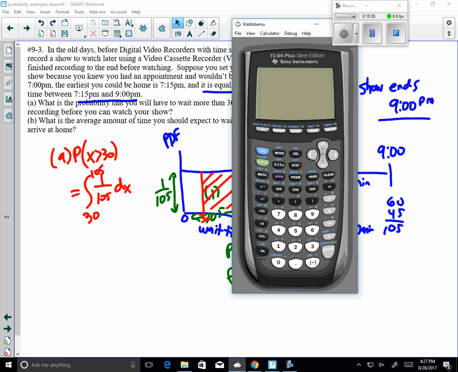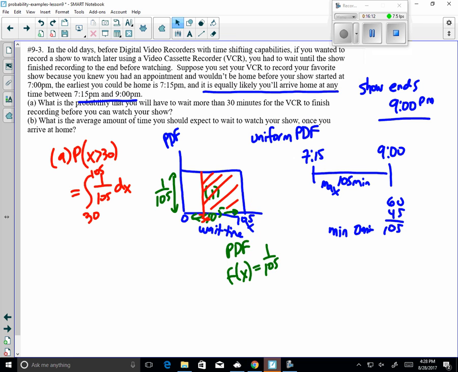And we could do that in a calculator. I use the integral features from 30 minutes out to 105, given that the probability density function is 1 divided by 105. No variable key here. It's not varying depending on the x. That would be 0.7143. So 0.7143 is the probability. Okay? So about a 71% chance you're going to have to wait 30 minutes or longer when you come home.